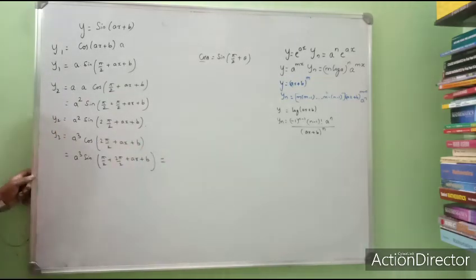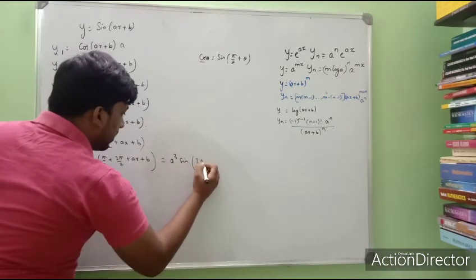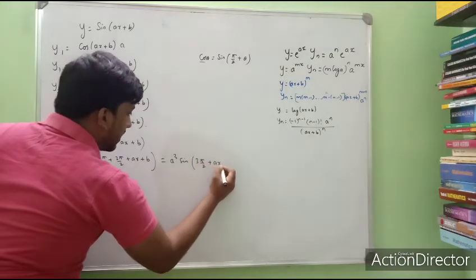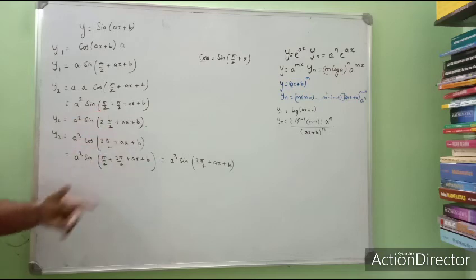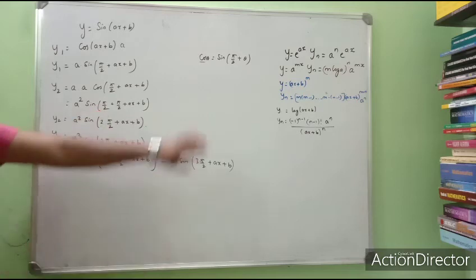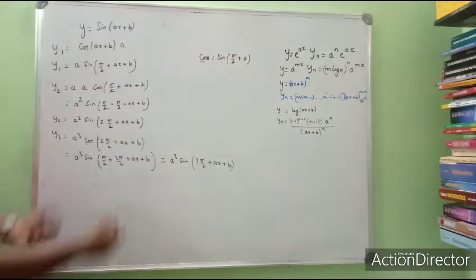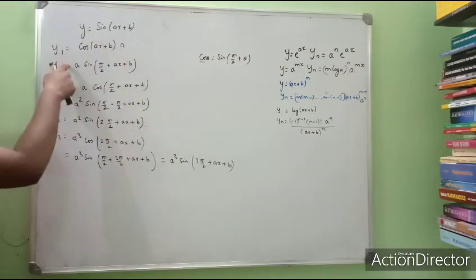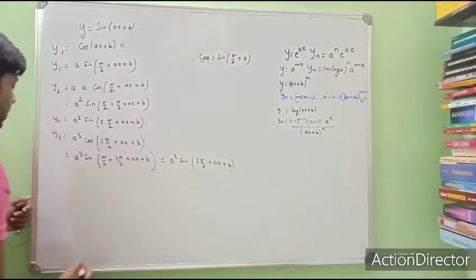So this is going to become a cube into sine of 3 pi by 2 plus ax plus b. By observing this pattern, what is happening? Understand carefully. I am substituting in the place of cos theta, sine of pi by 2 plus theta. So in the place of cos of ax plus b, we already have sine of 90 plus ax plus b.